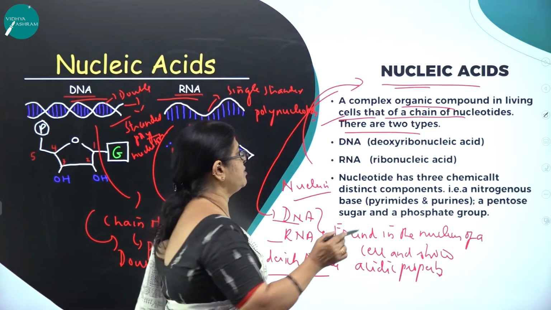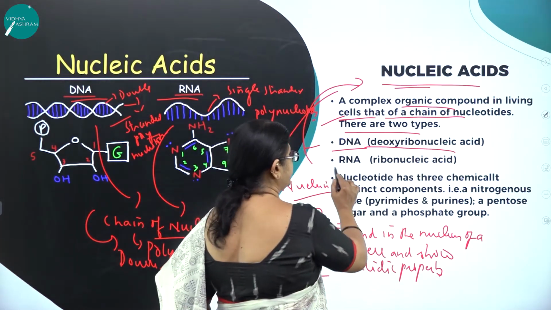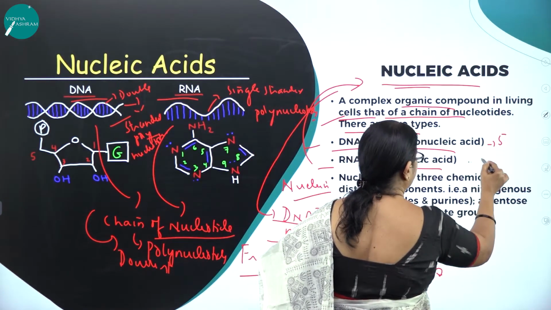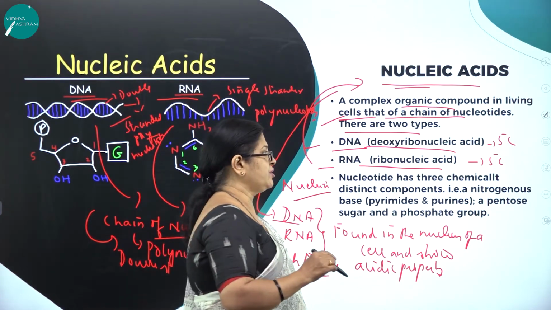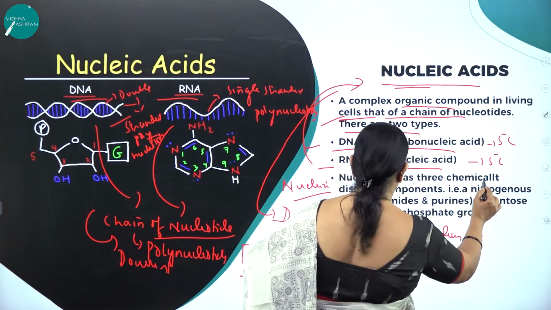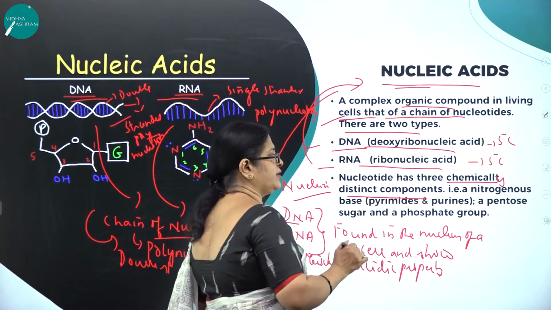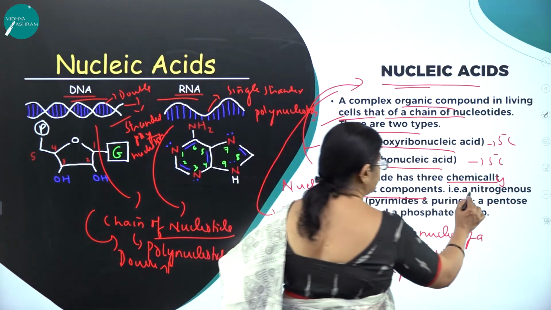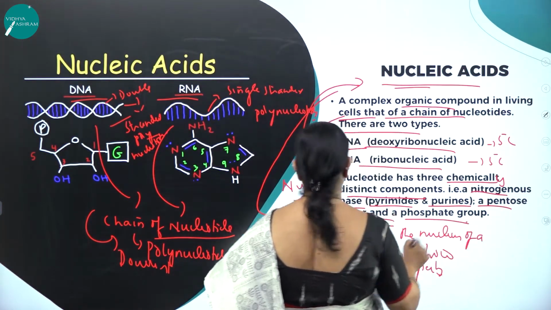And what are the two types of nucleic acid? One is called DNA, deoxyribose nucleic acid, and the other RNA, ribonucleic acid. Both are made up of 5 carbon sugars. What do you mean by nucleotide? A nucleotide has 3 chemically distinct components: a nitrogenous base, that is purines and pyrimidines, a pentose sugar, and a phosphate group.